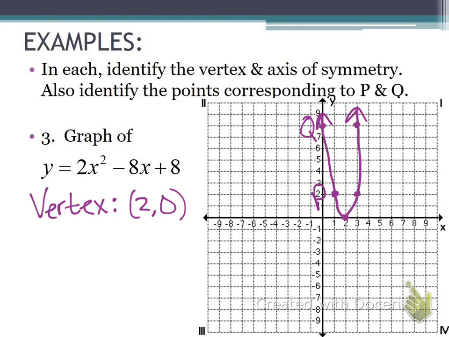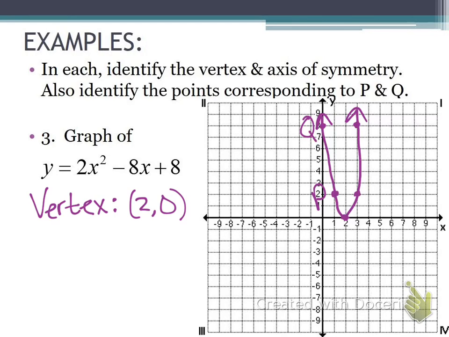Your vertex should be written as a point, just like when we did absolute value. Eventually, we will see parabolas flipped upside down, where they will have a highest point, but not a lowest point. Next, we need to talk about our axis of symmetry.